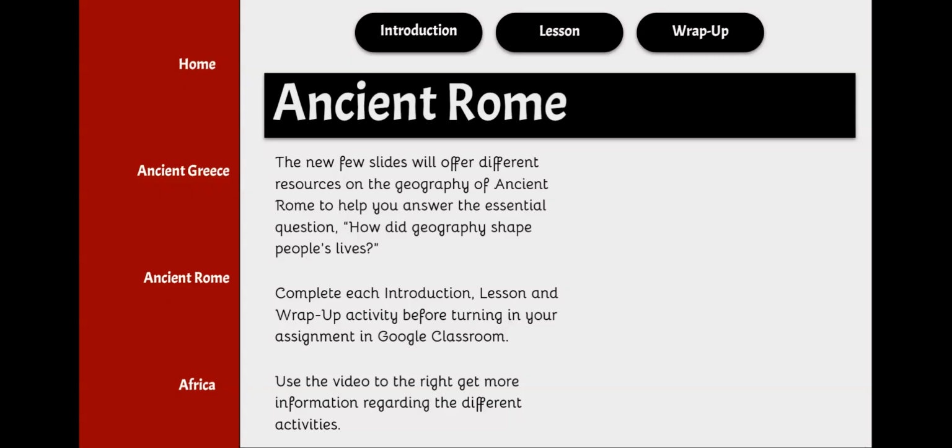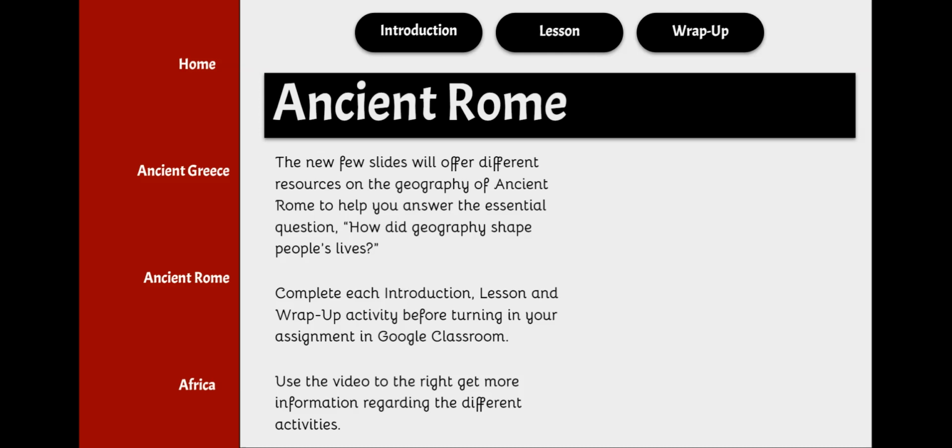Welcome to Ancient Rome. The next few slides will offer different resources on the geography of ancient Rome to help you answer the essential question, how did geography shape people's lives? The few slides that you will see are an introduction, a lesson, and a wrap-up activity. Your task is to complete each introduction, lesson, and wrap-up activity before turning in your assignment in your Google Classroom.